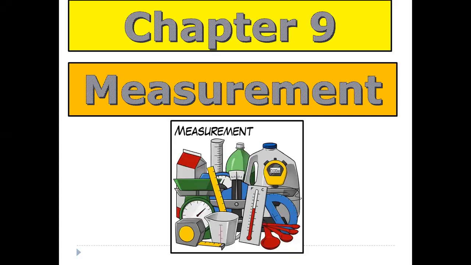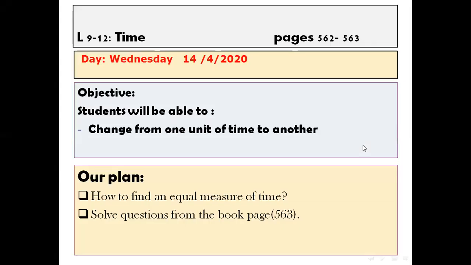Today we're going to have a new lesson of chapter 9, which is about measurements. Our lesson for grade 2 is lesson 9-12. It's about time. Your lesson is on pages 562 and 563. Today, you're going to be able to change from one unit of time to another. So our plan is how to find an equal measure of time, and we're going to solve some questions from the book, page 563.